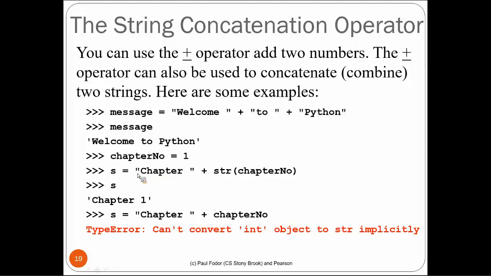Again, numbers and strings are not compatible in Python, so if you want to concatenate a string and a number, you need to convert the number to a string. You cannot convert integer objects into strings implicitly by default. You need to do it explicitly with the str function.